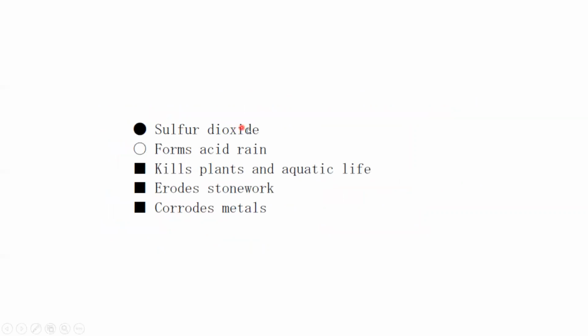Then sulfur dioxide can form acid rain. How? When we burn sulfur, it reacts with oxygen to give sulfur dioxide. This sulfur dioxide mixes with water in the atmosphere and forms H2SO3, sulfurous acid.